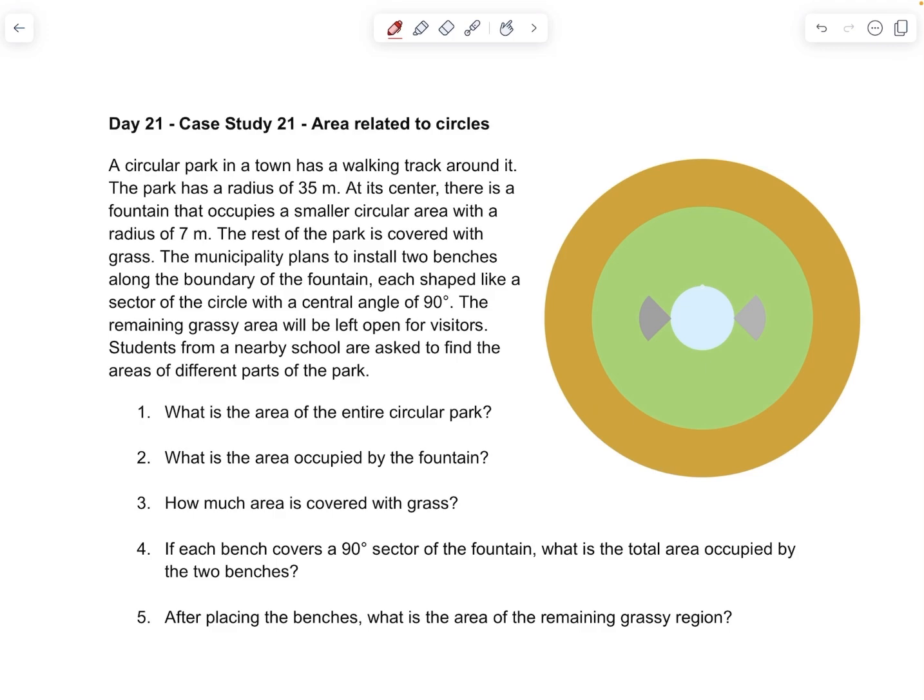Students from a nearby school are asked to find the areas of different parts of the park. In the diagram, the blue shaded region is the fountain area. This is 7 meters. And the gray shaded area are the bench area. And the green shaded area is the grassy portion.